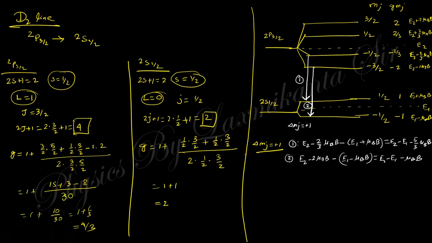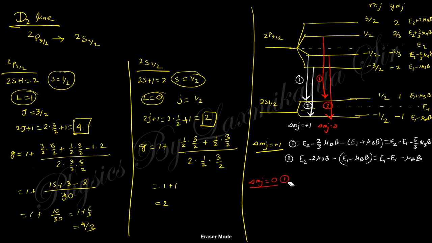Next one, when delta mj equals 0. Zero means half to half transition, and minus half to minus half transition. These two are delta mj equals 0. Take this as 1 and this as 2.